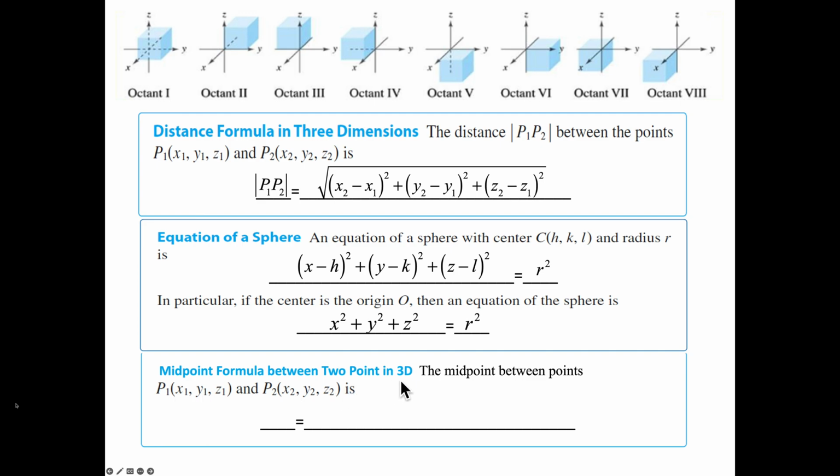Midpoint formula, you might recall this. This is where you added the x's and divided by 2, added the y's and divided by 2. Just do it for the z's as well. Add the z's divided by 2 gives you the midpoint between any 2 points in a 3-dimensional space.